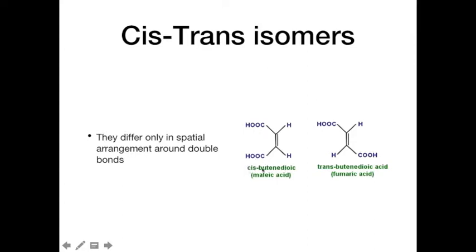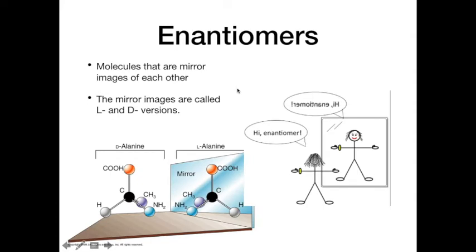So cis-butenedioic acid. Okay, I'm not really good with my accent. So we've got the cis and trans isomers. And the last category, we've got the enantiomers. They are molecules that are mirror images of each other.